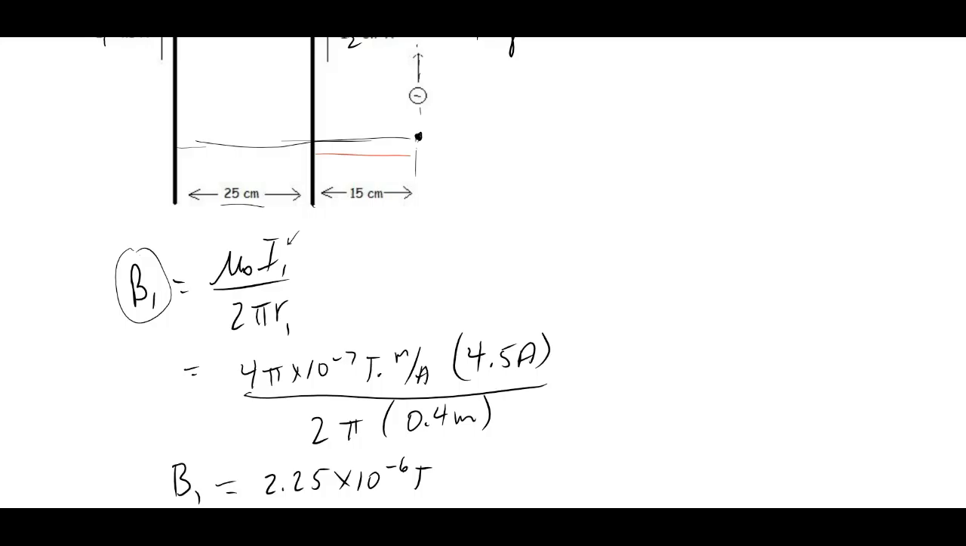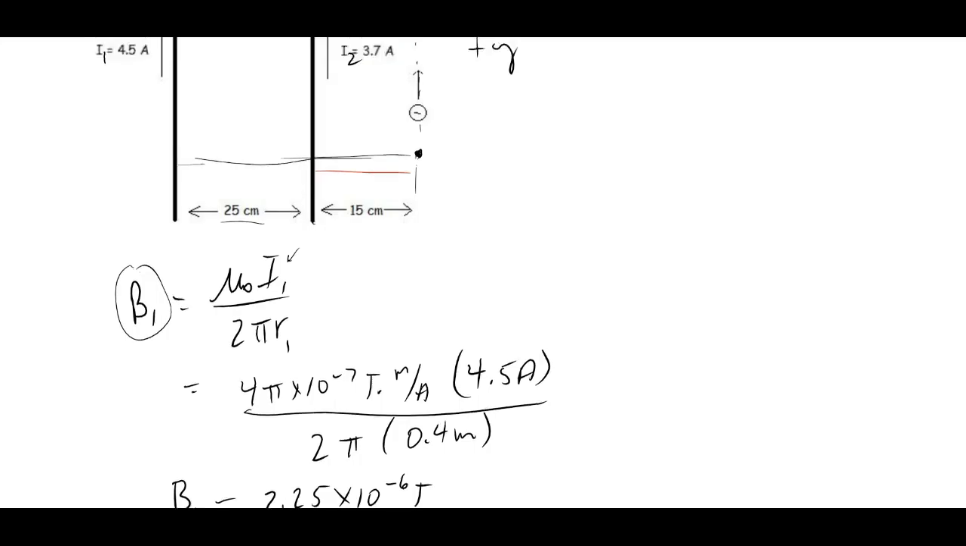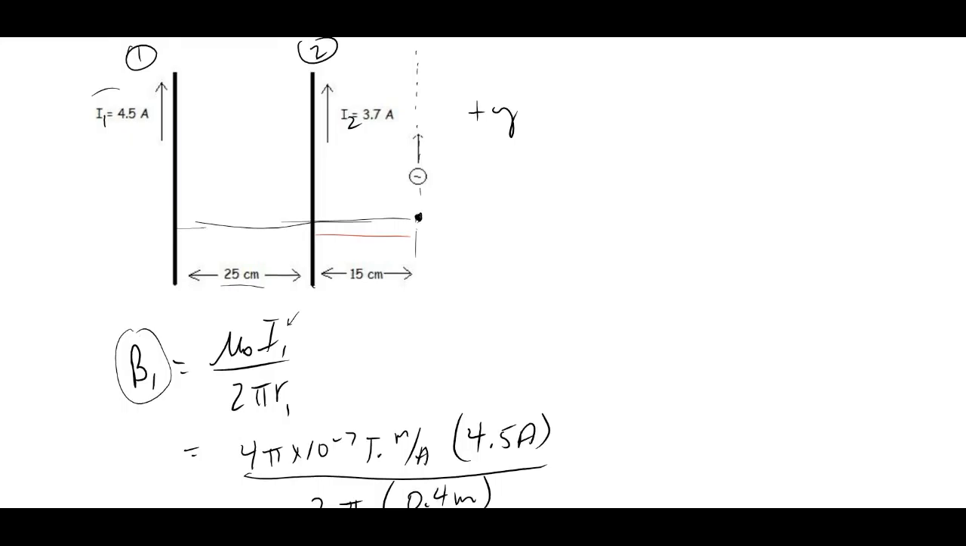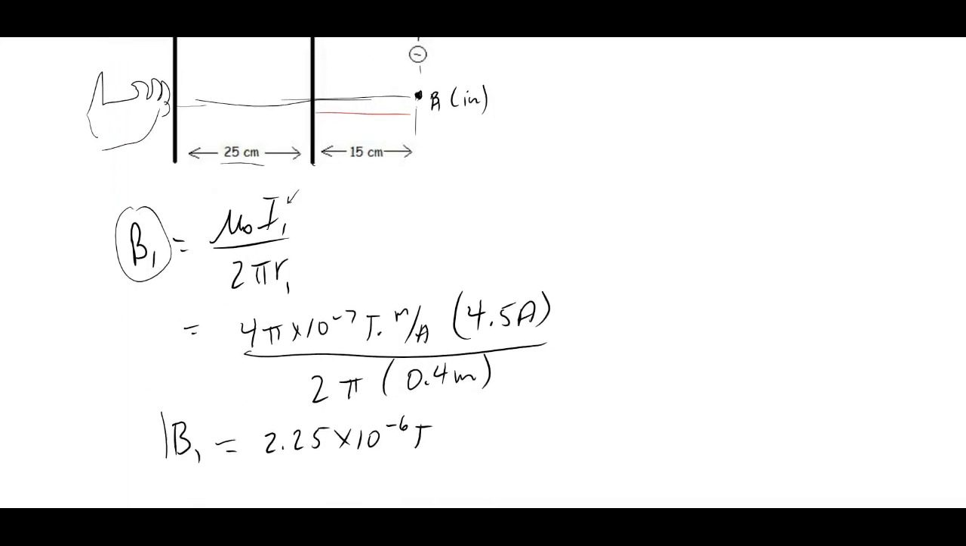Now, this gives me the size of it. How do I determine the direction? Well, current is going up, so my thumb would point up. There's my thumb, and then as I wrap my fingers around it, they'll wrap like this. That's terrible, but they'll wrap like that around the wire. So when I'm on this side of the wire, my fingers would point in, and then they'd go behind and would point out at me. So at this spot, B1 points in. It has this magnitude, but it points in. So I'll go ahead and write in. Okay, so that's what it's doing.